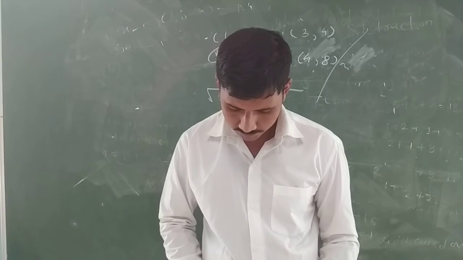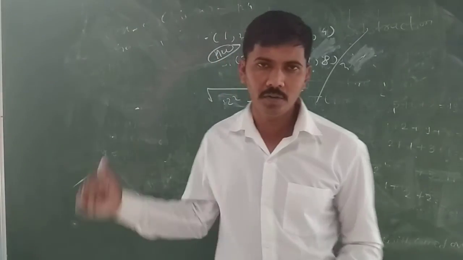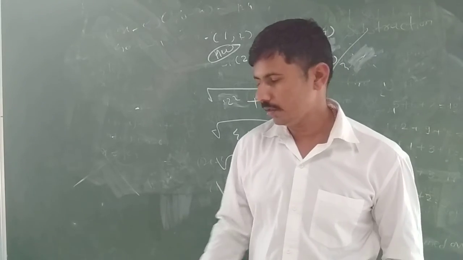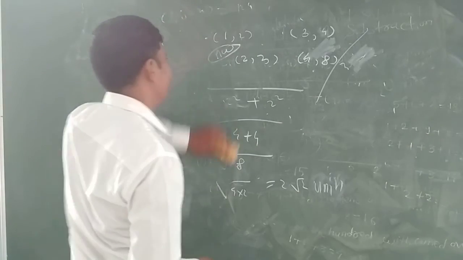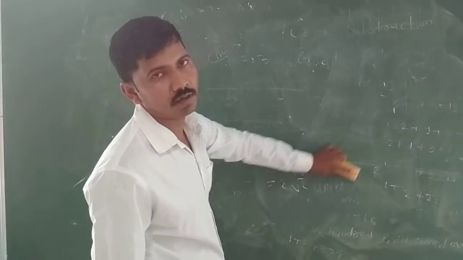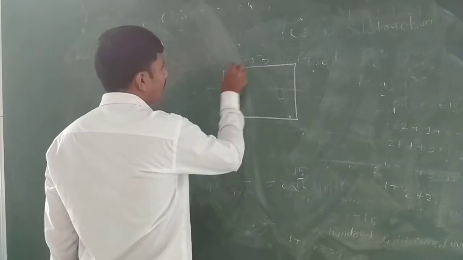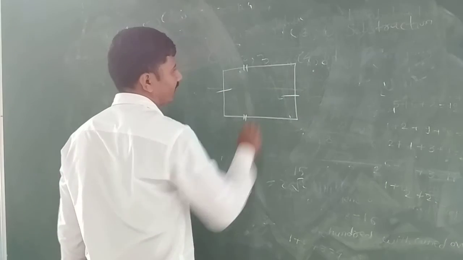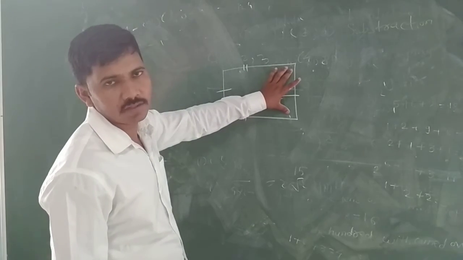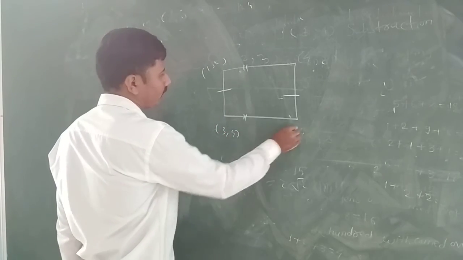So try to solve exercise 22.1. This is a simple question. A difficult question may be like this: show that the 4 vertices are of a rectangle. You should remember the properties of a rectangle. What are the properties? Their opposite sides are equal. So to show that the opposite sides are equal, we are going to calculate the distances. Whatever vertices are given, 1, 2, 3, 4, 5, 6, 7, 8.